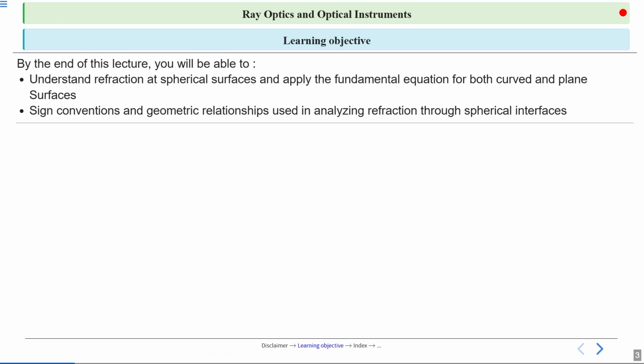Now we are going to discuss sign conventions and geometrical relationships. In spherical mirrors we have discussed sign conventions and some geometrical relationships. Similarly, we will see the geometric relationships and sign conventions for the spherical surface, used in analyzing refraction through spherical interfaces.